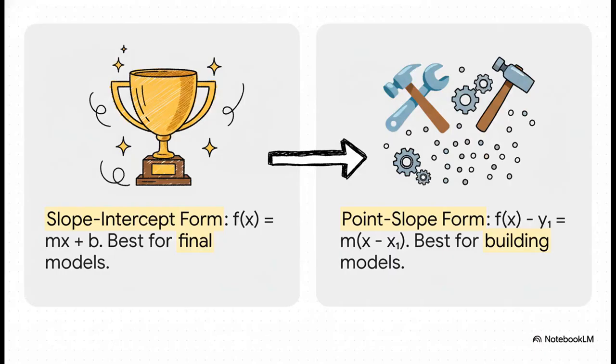Now, as you do your work, you're going to run into two main forms of this equation. The one on the right, the point-slope form, think of that as your workshop. It's what you use when you've got raw data points, like production numbers from last month, and you need to build the model from scratch. The one on the left, the slope-intercept form, that's your showroom. It's the final, clean, easy-to-read model that you present to your boss and use for forecasting. So we typically start with the logic of the point-slope form to find our variables, and then we express our final answer in that elegant slope-intercept form.